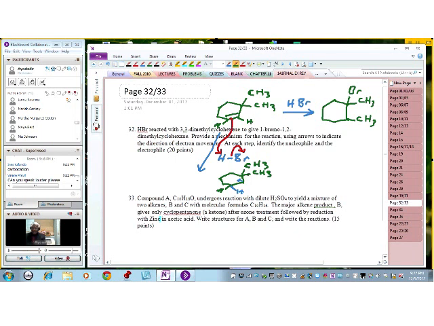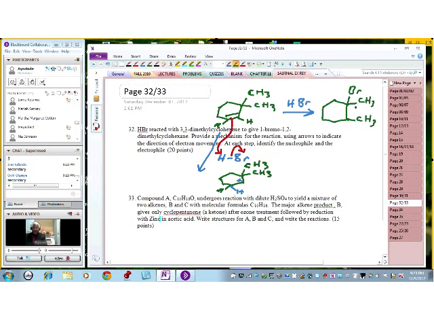Okay, so let me ask you this. What kind of carbocation has formed right here? Oh, okay, you cannot hear me. What kind of carbocation has formed right here? Secondary carbocation. Okay. If you form a secondary carbocation, then what do you think is going to happen?